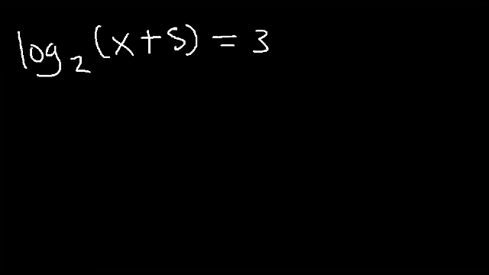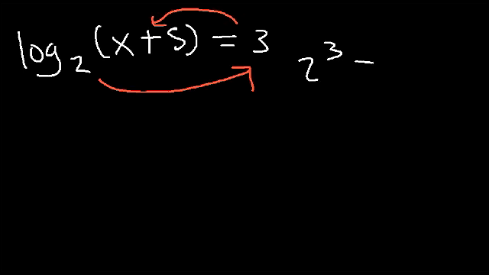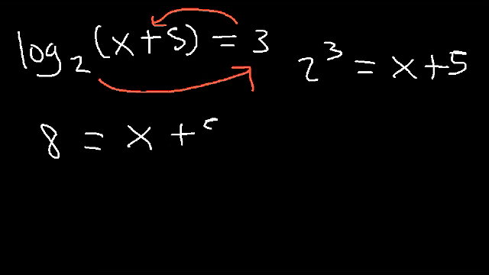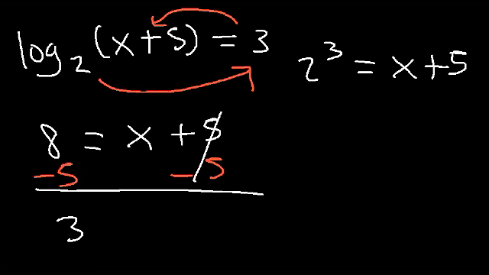Try this problem. Go ahead and solve for x. Feel free to pause the video as you work through these examples. 2 to the third power is equal to what's inside. So 2 to the third power is equal to x plus 5. 2 times 2 times 2 is 8. To solve for x, all we need to do is subtract both sides by 5. And 8 minus 5 is 3. Therefore x is equal to 3.